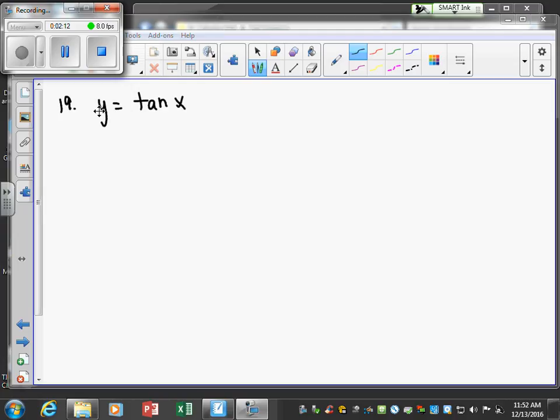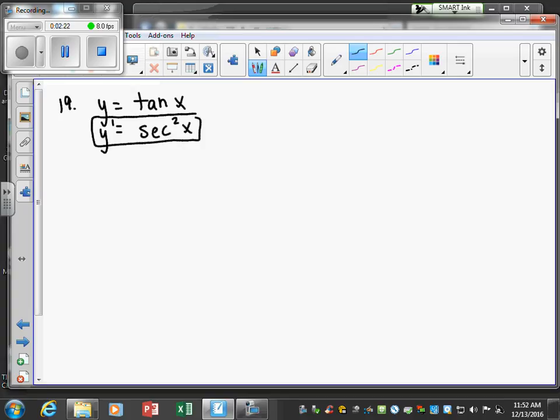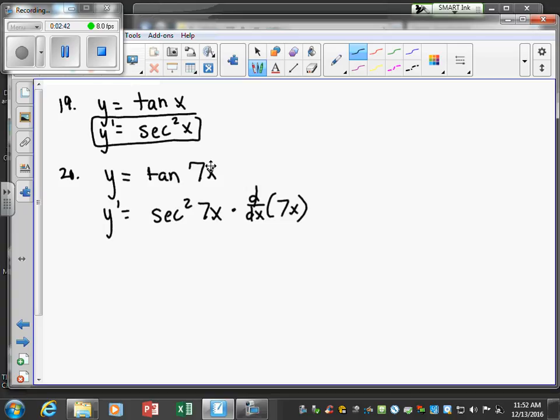What's the derivative of our definition y equals tangent x, so y prime is what? Secant squared x. Good. Now if our function is tangent of 7x, y prime is going to be secant squared 7x times the derivative of 7x. And what is this? Just 7, so it's going to be 7 secant squared 7x.